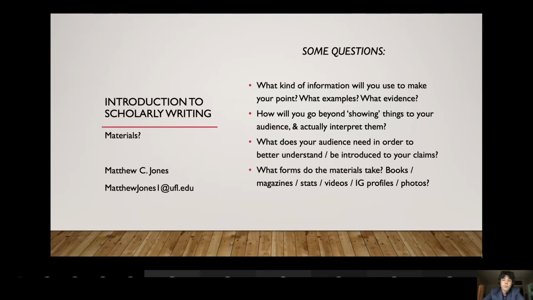What are you going to bring from the world to demonstrate the fact that you're right about this, right? How are you going to go beyond it just being your word and show your audience, don't take my word for it, look at this? And with that in mind, how will you go beyond showing things to your audience, and actually interpret the things that you show them?